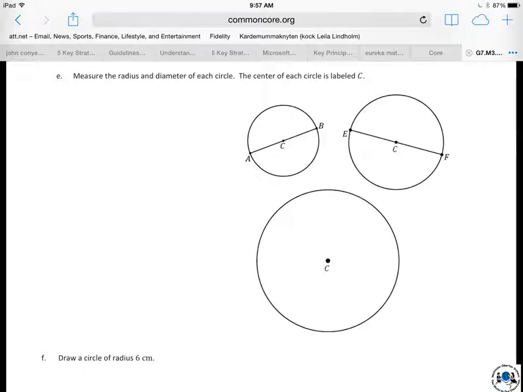So go ahead and take your ruler, and let's make it metric. Let's do everything metrically. I want you to measure the radius and the diameter of each circle. You can see the center is labeled C, so you know where to measure from when you're measuring your diameter. So again, measure the diameter and the radius of each circle, and come on back and see if you get the same measurements as I did.